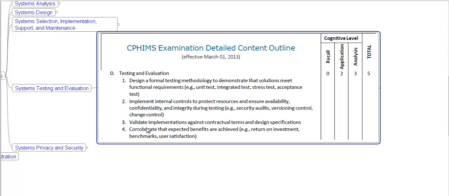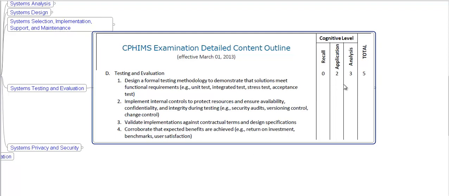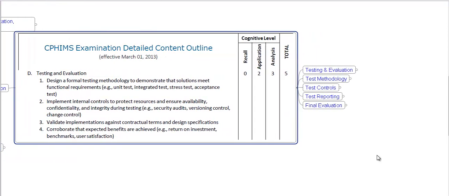Third, validate implementation against contractual terms and design specification. And four, corroborate that expected benefits are achieved, for example, return on investment, benchmarks, user satisfaction. I will try to cover all these topics under the following five sections: testing and evaluation, test methodology, test control, test reporting, and final evaluation.